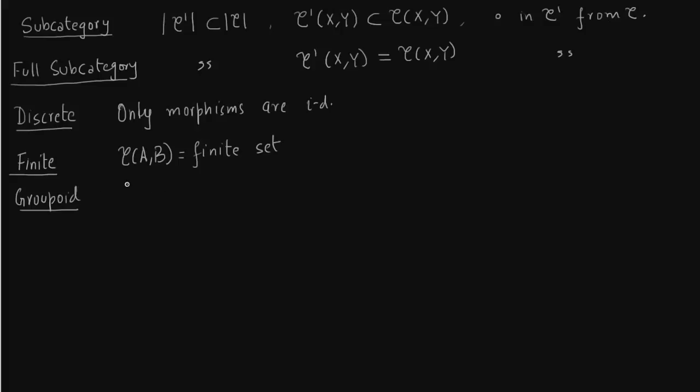So category C is a groupoid if all morphisms in this category are isomorphisms. We have already defined isomorphisms in the previous slide. So now we have to come to certain examples of categories.